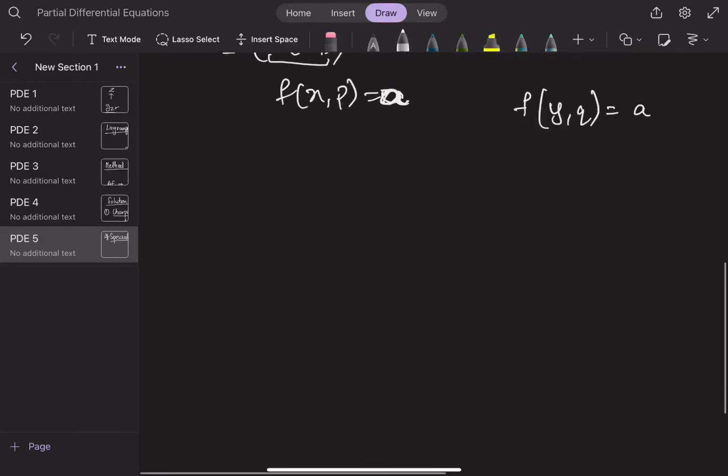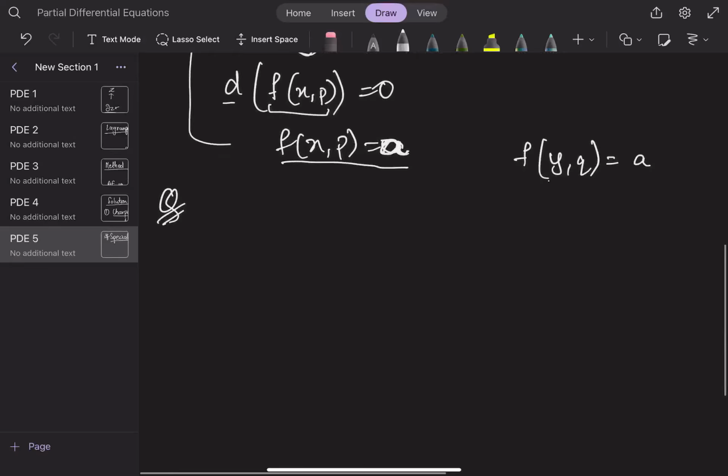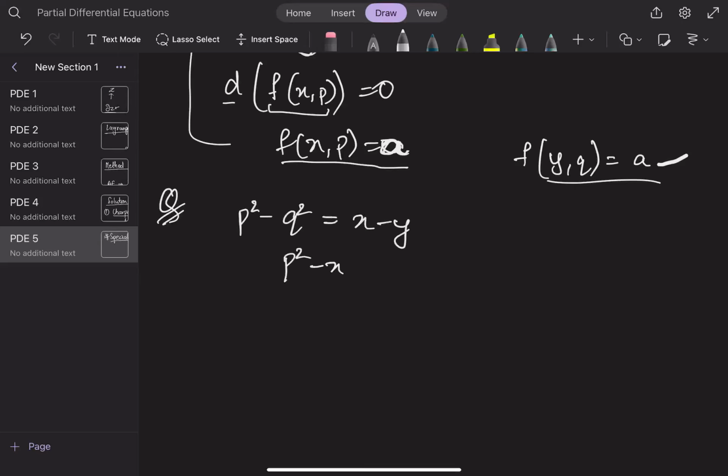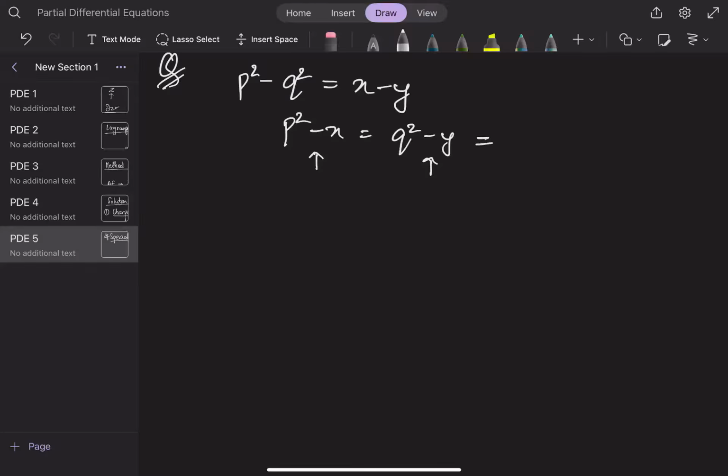So let's try a question. If you do the question, it's actually much simpler than learning all of this. Just remember that you can write the function of x and p or y and q directly as a constant. So let's take this. P square minus q square is equal to x minus y. So you can write this as p square minus x is equal to q square minus y. So it is p and x on one side and q and y on another side. So let's write this equal to a. So your p becomes root of a plus x and your q also becomes root of a plus y.